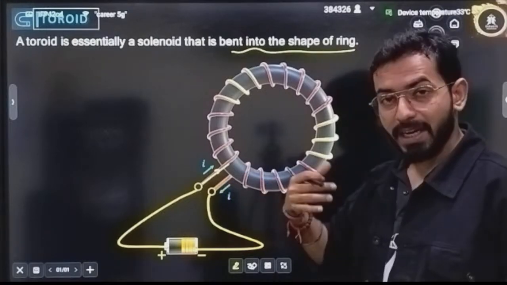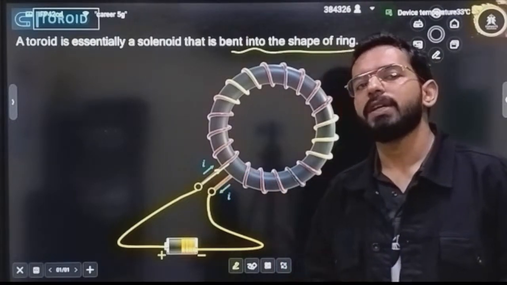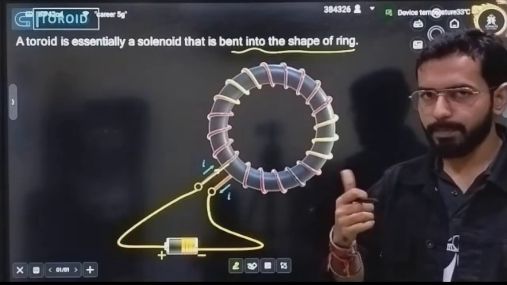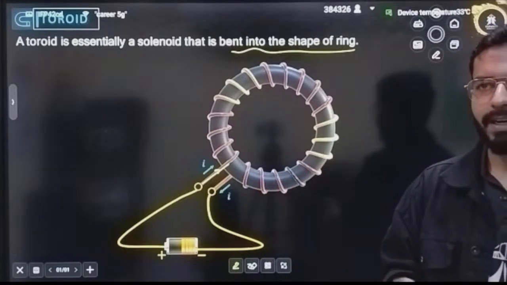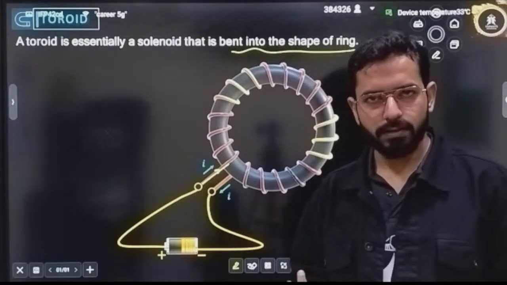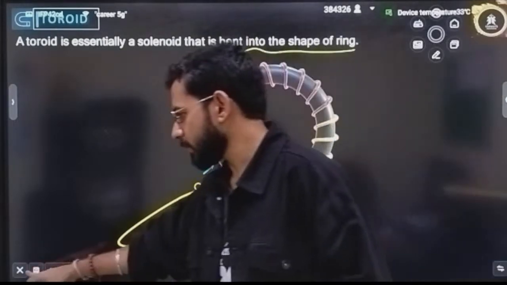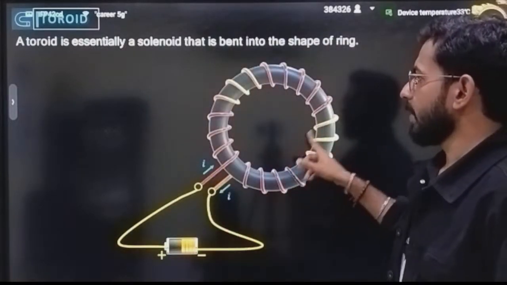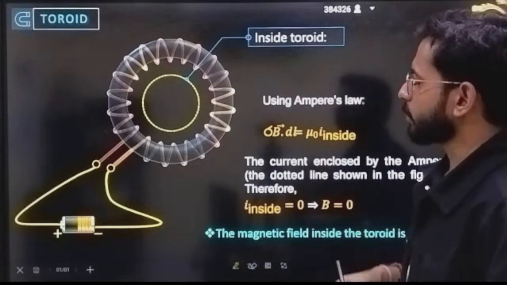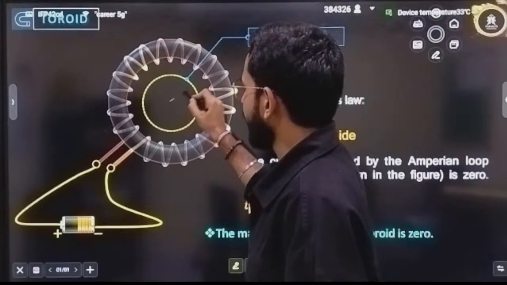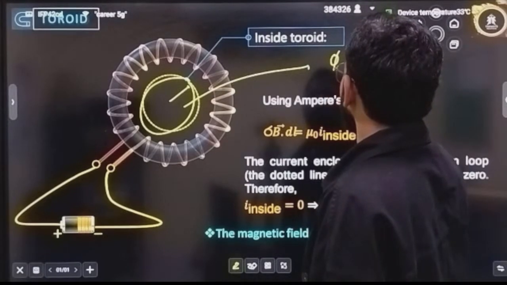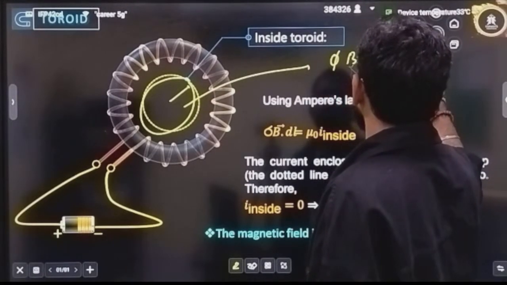If current is coming, some magnetic field will also be introduced into the toroid. And what we have to understand is how much magnetic field will be there. That is what we have to calculate. So let's calculate. This is a very simple and interesting case. Let's suppose you want to calculate at the inside portion of the toroid. What will you do? Draw an Amperian loop, write the equation, integration of B dot dl is equal to mu naught into I.